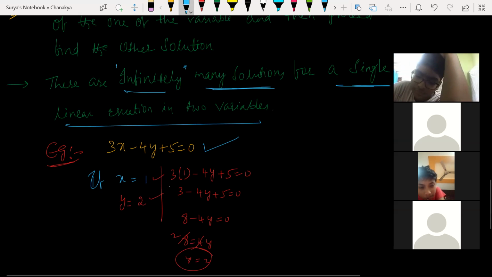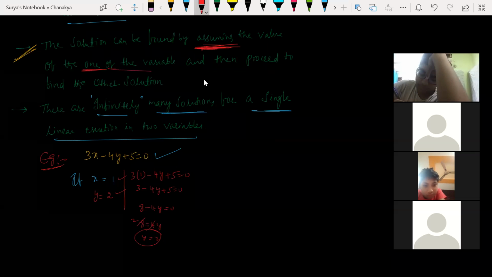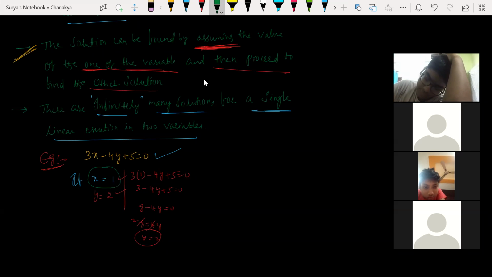So if I know one variable, I can find the other variable. As simple as that. Look at this here. Now, as per this point, a solution can be found by assuming the value of one of the variables, and then proceeding to find the other. So I'm just assuming x is equal to 1. If I know x is equal to 1, then I can proceed to find the other variable. I got y as 2. As simple as that. Getting my point?